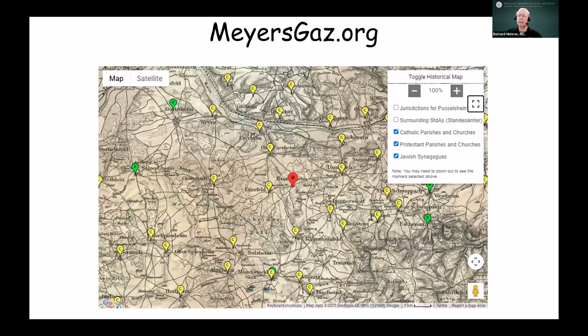and you can plot the various jurisdictions, the surrounding civil registration offices. There I've plotted the Catholic parishes, which are in yellow. The Protestant parishes are in green. So you can see there are a few there. There is one in Pusselsheim, but the red dot is overplotting the yellow one. Nowadays, they share a priest with Dorfield, just to the southwest. And if there's any synagogues, they would show up as well.